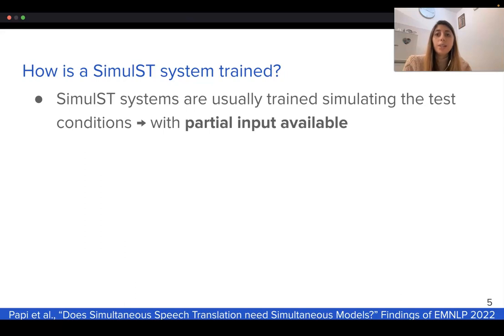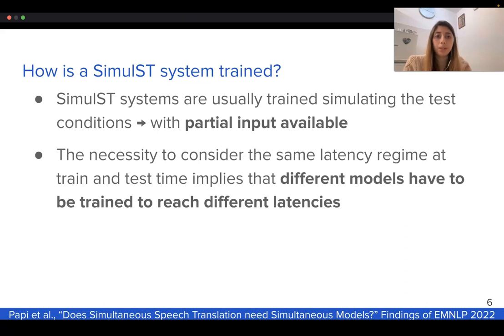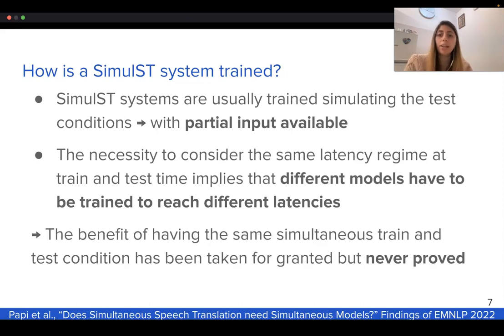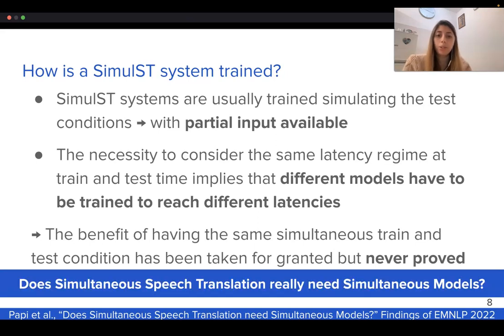And how is a simultaneous speech translation system trained? In general, simultaneous speech translation systems are usually trained to simulate the test conditions, that is, with partial input available. The necessity to consider the same latency regime at training and test time implies that different models have to be trained to reach different latencies. And the benefit of having the same simultaneous train and test condition has been taken for granted but never proved. So we ask, does simultaneous speech translation really need simultaneous models?